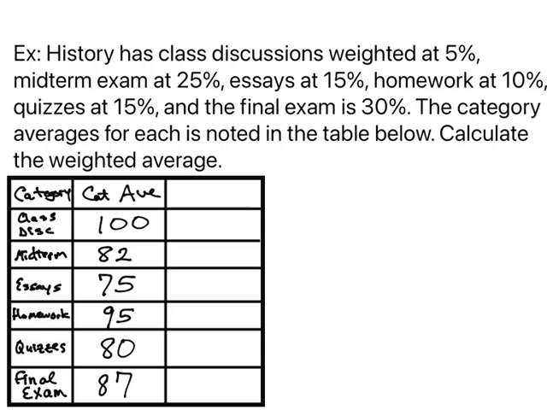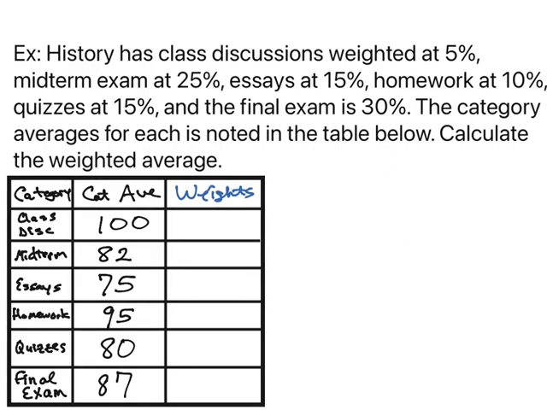History has class discussions weighted at 5%, midterm exam at 25%, essays at 15%, homework at 10%, quizzes at 15%, and the final exam is 30%. The category averages for each is noted in the table below. Calculate the weighted average. So the discussions, you have a category average of 100, and let's remember, we need the weights. So let's go ahead.